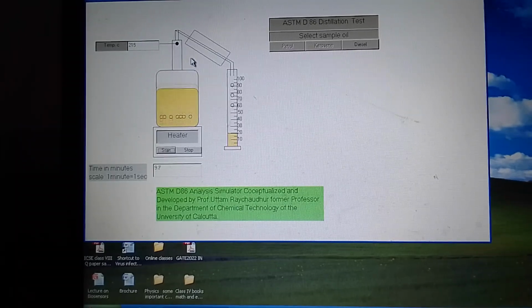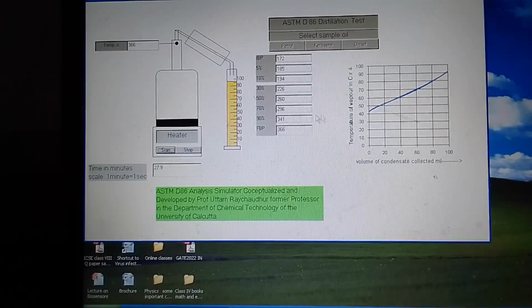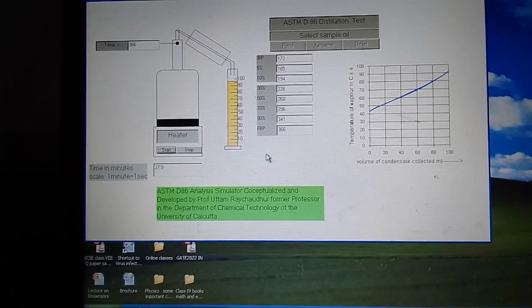So the drops of liquid are collected and the corresponding temperature is obtained, and finally we get this vaporization curve versus cumulative condensate recovered. It is temperature on the y-axis and volume collected on the x-axis. This is for diesel. So these are compared with the qualified product which is used.